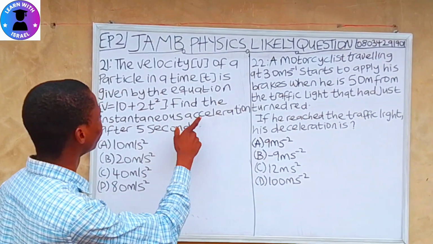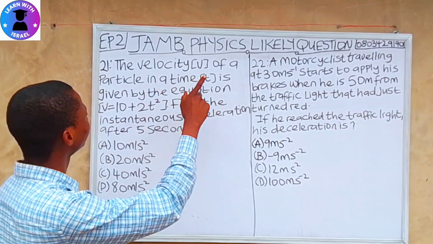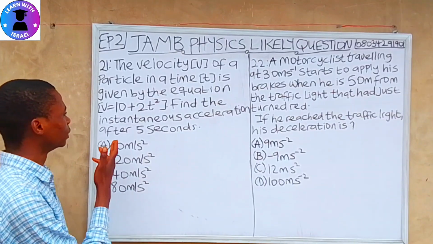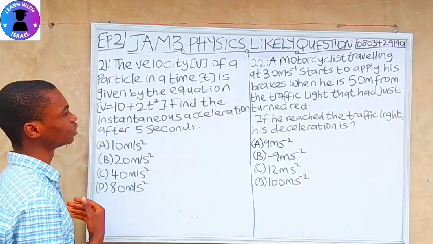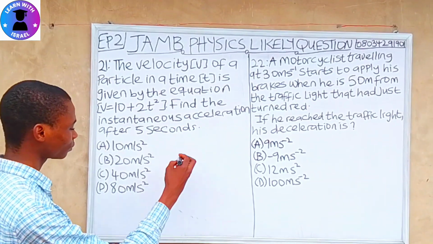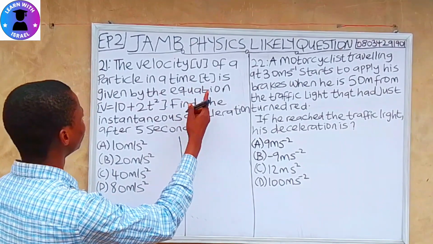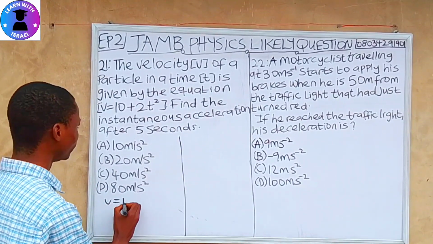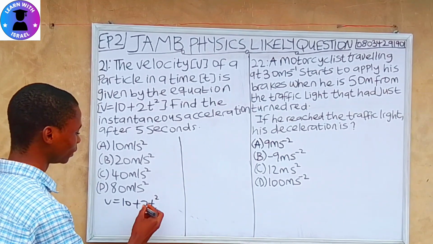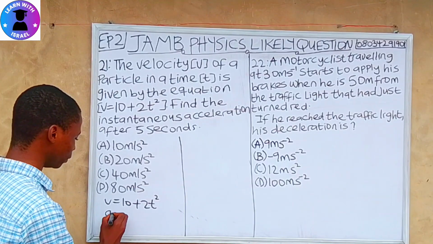So we have to find the instantaneous acceleration after 5 seconds. The velocity v of a particle in a time t is given by the equation v equals 10 plus 2t squared. Find the instantaneous acceleration after 5 seconds. So guys, let's solve. Our v equals 10 plus 2t squared. So we have to find our acceleration.